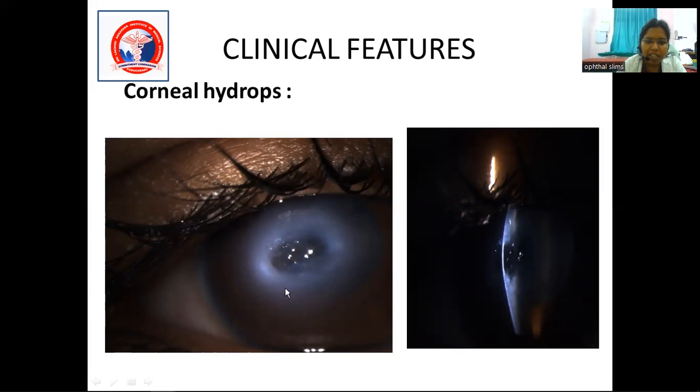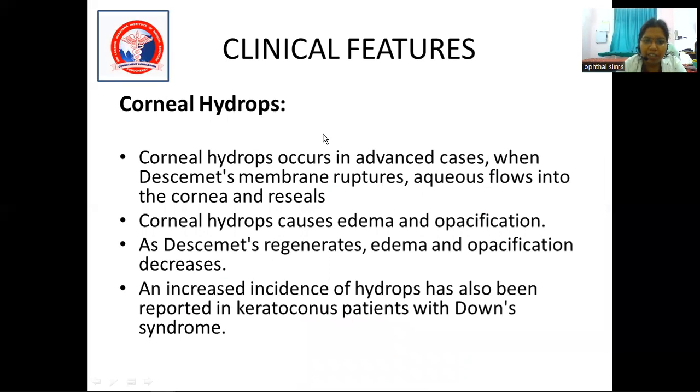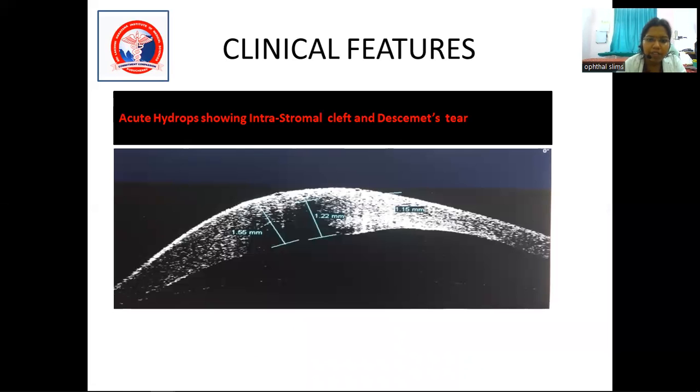This leads to haziness of the cornea, and the patient will have intense photophobia and blurring of vision. It will be of sudden onset. It is seen in advanced cases of keratoconus when Descemet's membrane ruptures, and aqueous flows into the cornea and then recedes. Corneal hydrops will cause edema and opacification of the cornea as Descemet's membrane degenerates. Edema and opacification decrease over time. An increased incidence of hydrops has also been reported in keratoconus patients with Down syndrome. This is the ASOCT picture showing intrastromal clefts and Descemet's membrane tears.